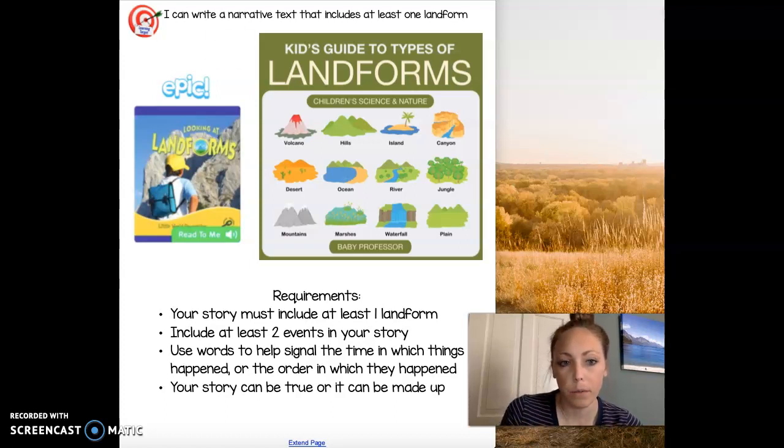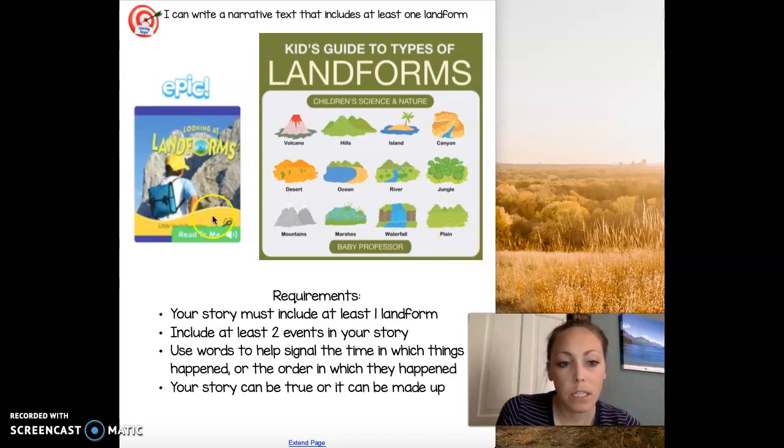So your target for your writing this week is I can write a narrative text that includes at least one landform. A narrative is simply a story. So you get to be writing a story this week, and a landform can be a lot of different things. So here are some examples. It could be a volcano or hills or an island or a canyon, a desert, the ocean, the river, the jungle, mountains, marshes, a waterfall, plain. There's more, okay? There's even more than that.